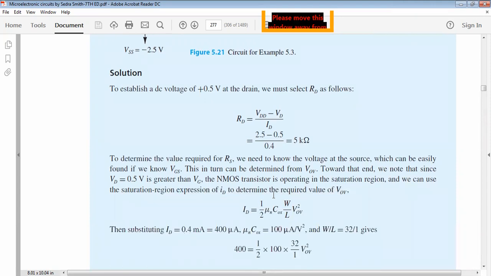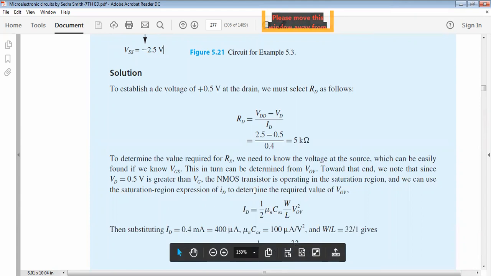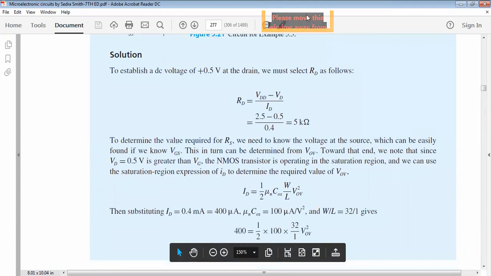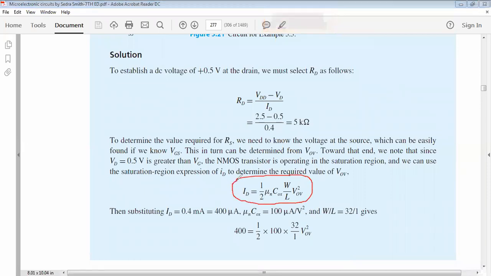Then how to know the VS? We know the VGS only. Okay, how to calculate VGS? By using the saturation current equation, one can easily calculate it. Here in this textbook, he considers the overdrive voltage VGS minus VT is equal to VOV. Remember this one. VGS minus VT is equivalent to VOV. Right. So from the given parameters, calculate VOV.